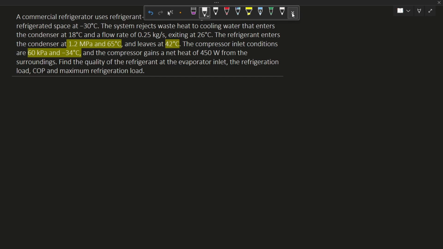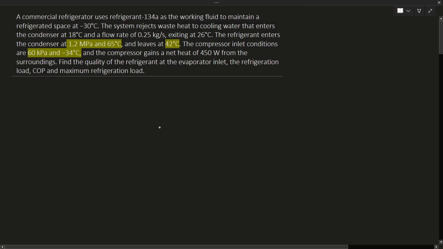All right, guys, we're going to do this problem. I'm going to try and keep it as simple as possible because this problem is not hard, but it's just complicated, okay? It's asking for the quality at the evaporator inlet, that's x4. The refrigeration load, which is just a fancy way of saying m dot, the COP, and the maximum load, which has something to do with the reversible COP.